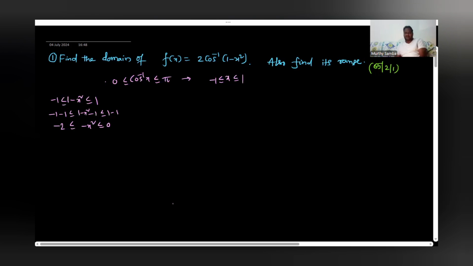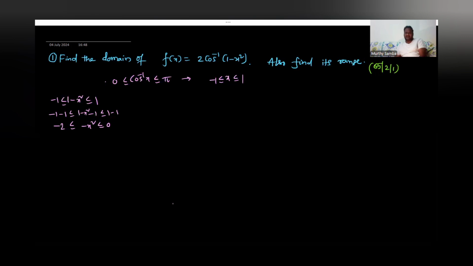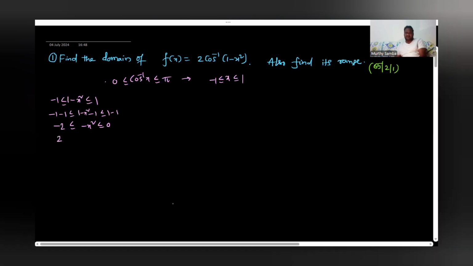x square has a negative sign, so multiply all the terms of this inequality by a negative sign. Minus into -2 is +2. Minus into less than or equal to becomes greater than or equal to. Minus into minus x square is plus x square, and minus into 0 is 0. We can write this as 0 less than or equal to x square less than or equal to 2. x square lies between 0 and 2.